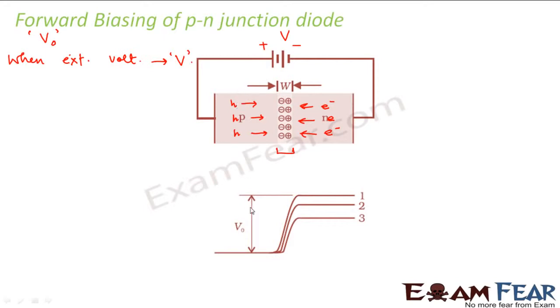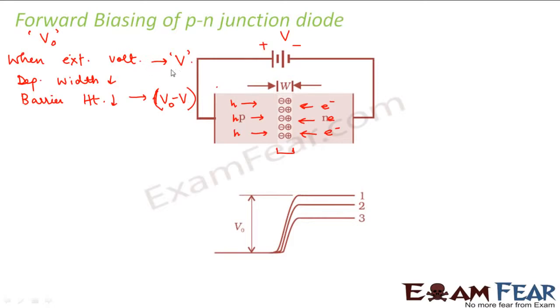That's because earlier the barrier height was V0, but now due to this movement and recombination of holes and electrons, the potential difference between these two ends will also reduce. So when external voltage is applied, what will happen? The depletion width will reduce, and also the barrier height will reduce. Earlier the barrier height was V0. Now it will become V0 minus V. So it will reduce by V, right?